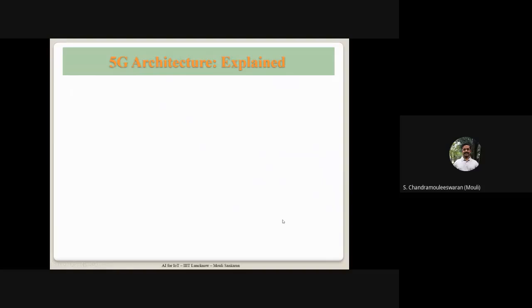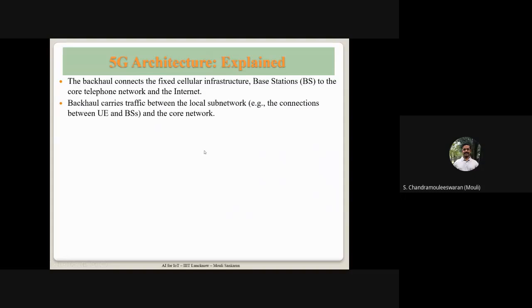Now I'm going to give you a very high-level overview of that. You will have a better idea. The backhaul connects the fixed cellular infrastructure, that means the base station and then BTS, BSS, all that stuff, to the core telephone network. Currently also majority of internet communication is happening over the existing telephone network, under the sea cable, either fiber optics, or even the telephone cables are used for communicating internet connectivity. So they use whatever connectivity is there.